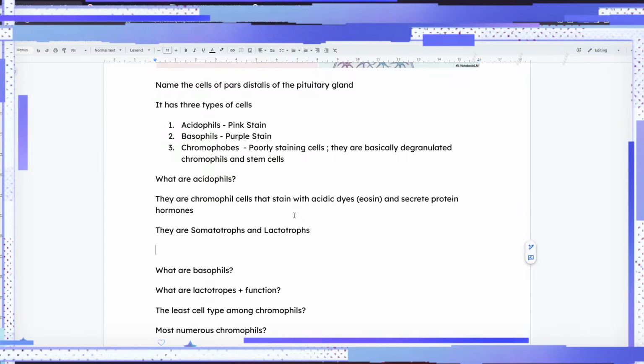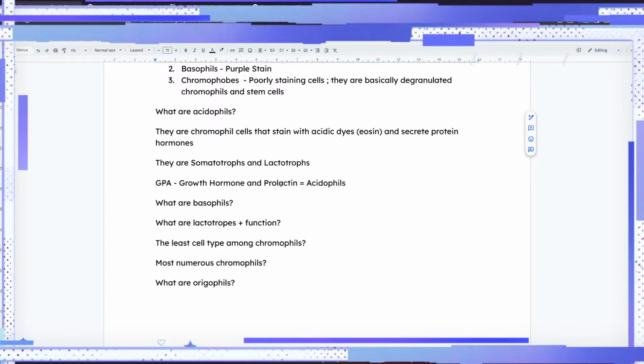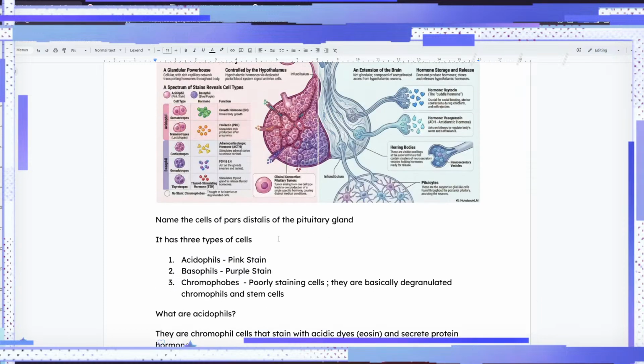So a way to remember it is GPA, right? That's a mnemonic. Growth hormone and prolactin, acetylcholine. Yeah, that's decent, I suppose. That's a pretty good way to remember it. Awesome. While I am doing it, let me just color these as well.